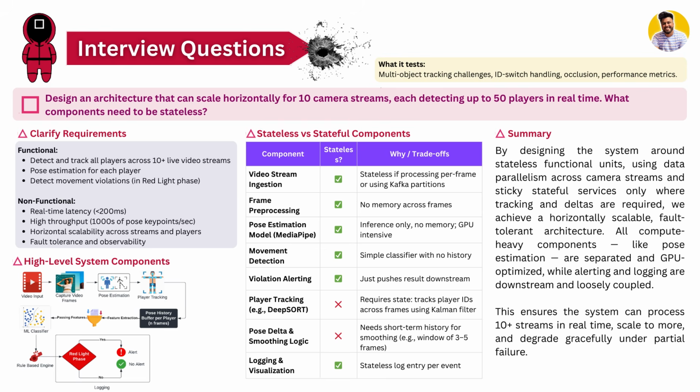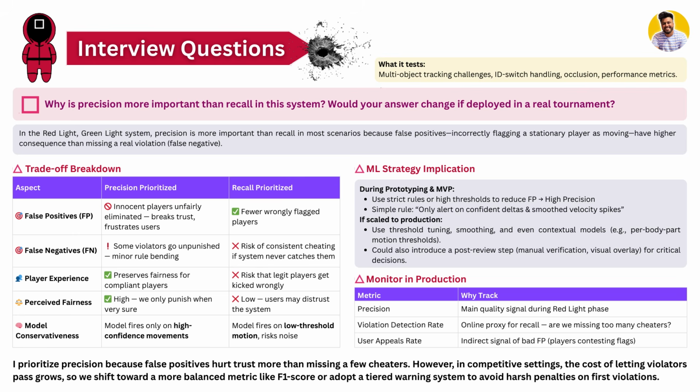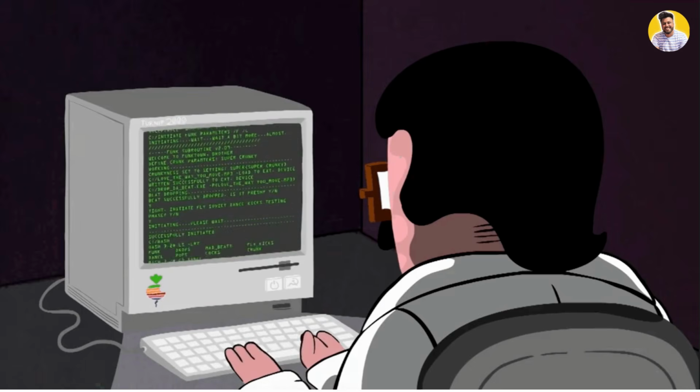Design an architecture that can scale horizontally for 10 camera streams, each detecting up to 50 players in real time. What components need to be stateless here? And why is precision more important than recall in this system? And would your answer change if deployed in a real tournament? So all these questions help you get a good grip on this project.